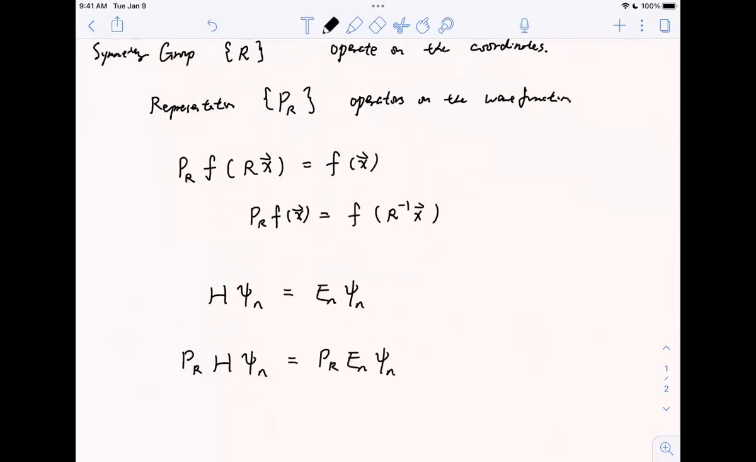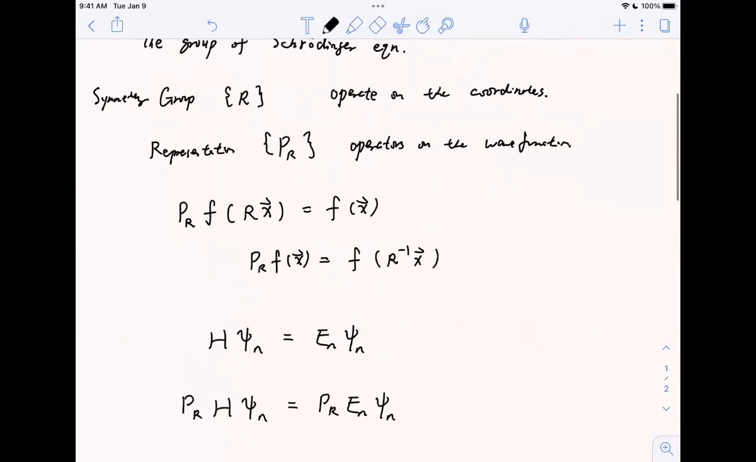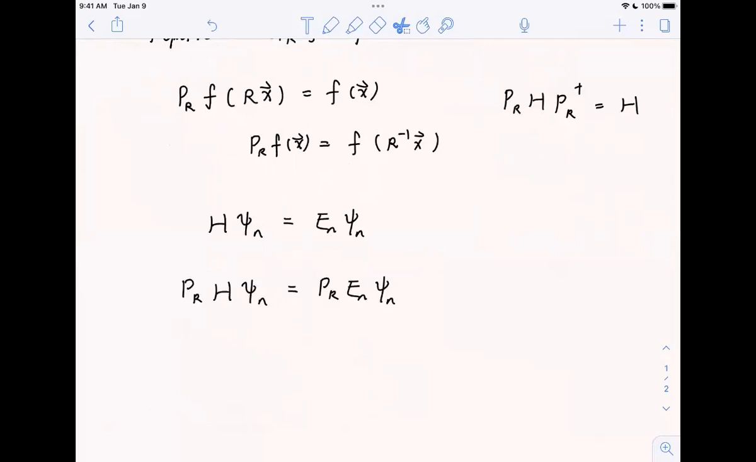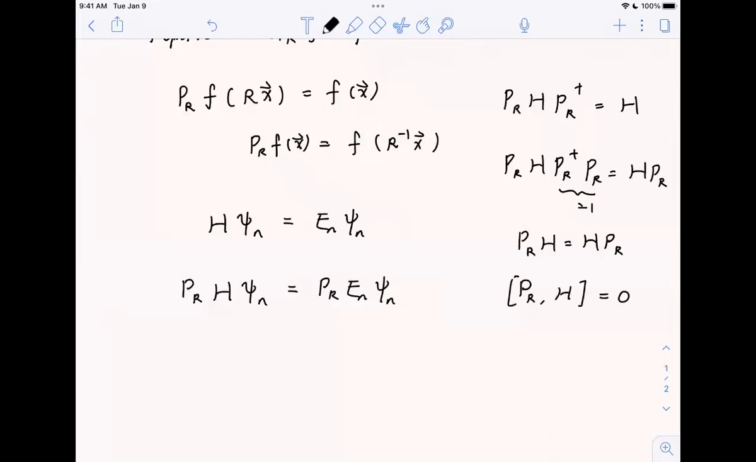So basically, if this is the symmetry group, then applying the symmetry operation on the Hamiltonian, P_R H P_R inverse, will be equal to H. You get exactly the same Hamiltonian. So what it means is that you apply P_R here, you apply P_R inverse there, and this is 1. So basically it means P_R and the Hamiltonian commute. They all mean the same thing.